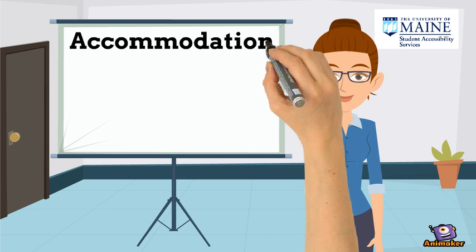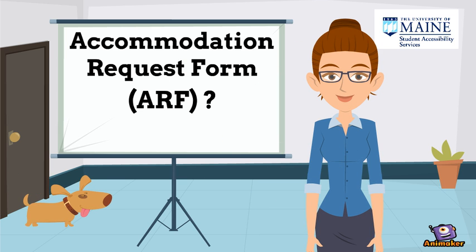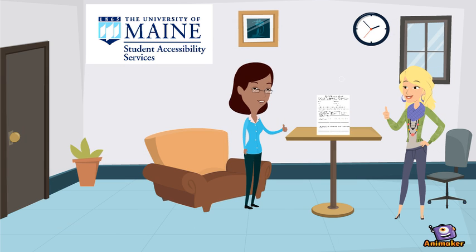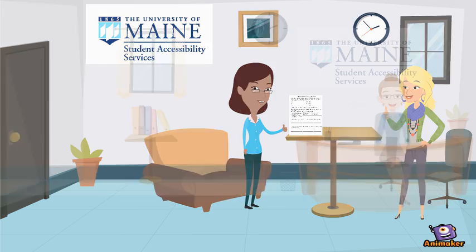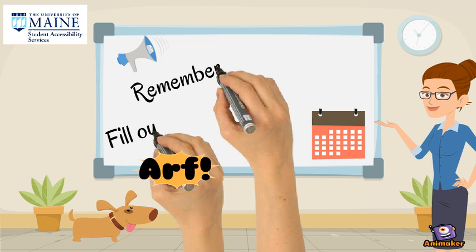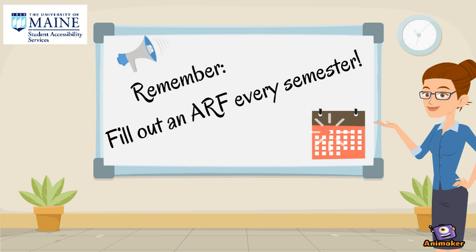What is an accommodation request form, or ARF? The ARF is a form that you will receive during your initial meeting once approved for accommodations. You can also find it at the front desk of Student Accessibility Services, or SAS. The ARF needs to be filled out each semester in order to receive accommodations in your classes.